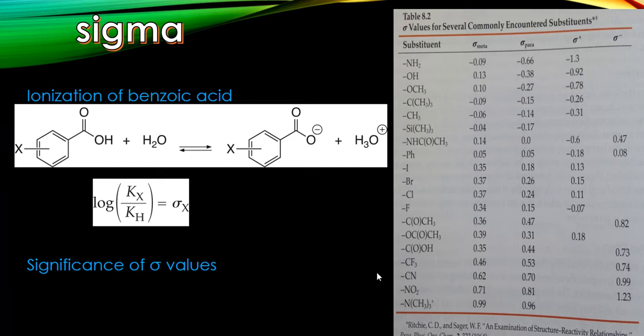Yes, definitely there is. When we look at the sigma values for the different substituents, we can see a trend. If we look at the electron withdrawing groups like cyano and nitro, there is not much difference in sigma meta and sigma para values, whereas for the electron donating groups like amino and hydroxy, there is a large difference in the sigma meta and sigma para values. So that makes sense in explaining the reaction mechanisms.